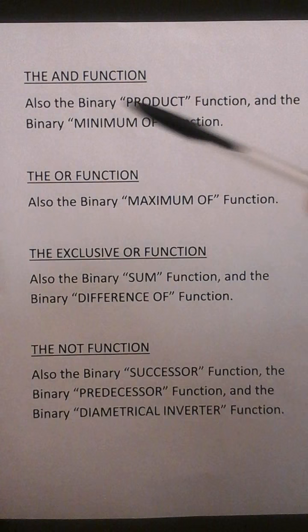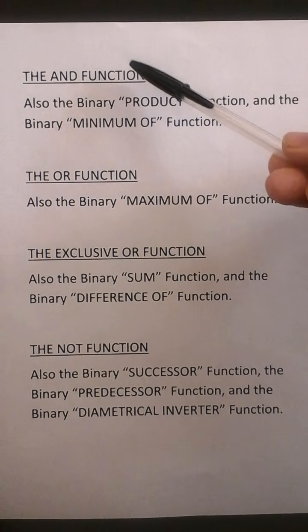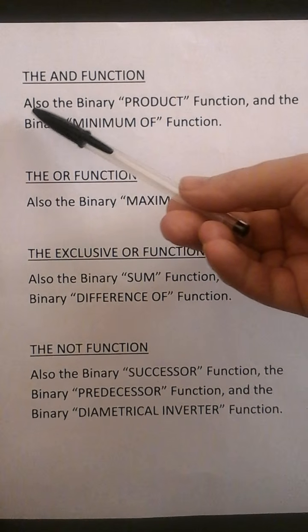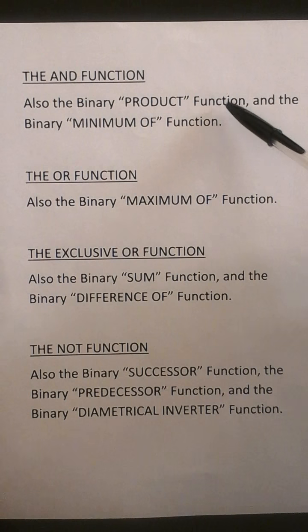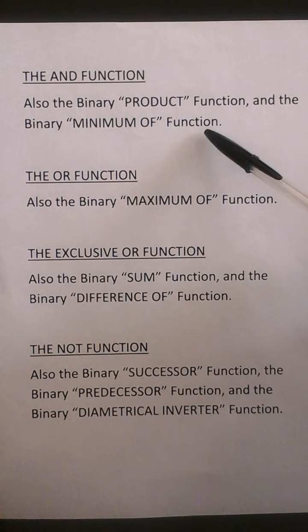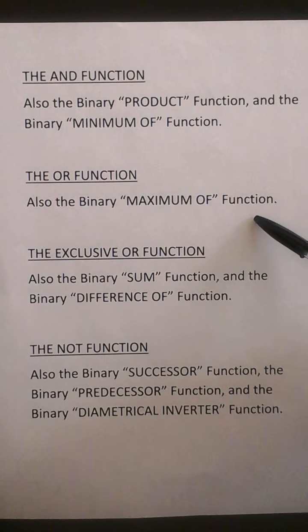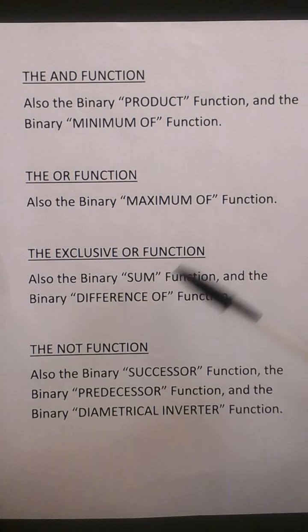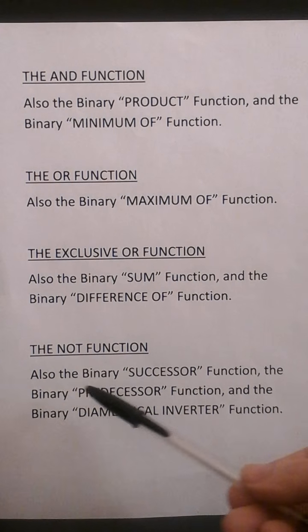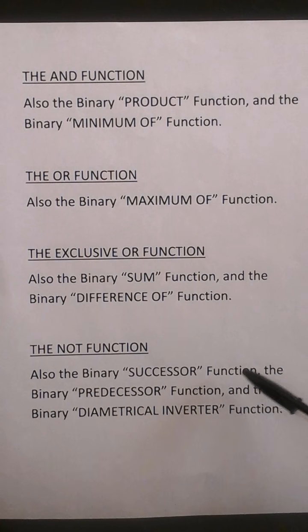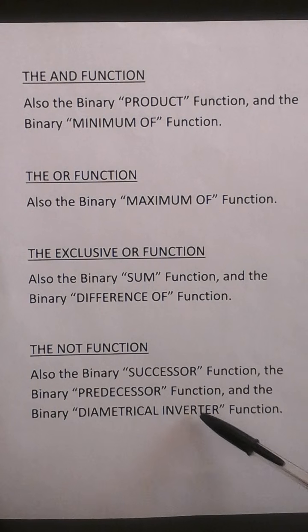So a recap: the Boolean AND function, base 2 binary, is also the binary product function, which I've shown in the ternary case, and the binary minimum function. The OR function is the binary maximum function. The exclusive OR function is the binary sum function and the binary difference of function as well. And the NOT function is also the binary successor function, the binary predecessor function, and the binary diametrical inverter function.